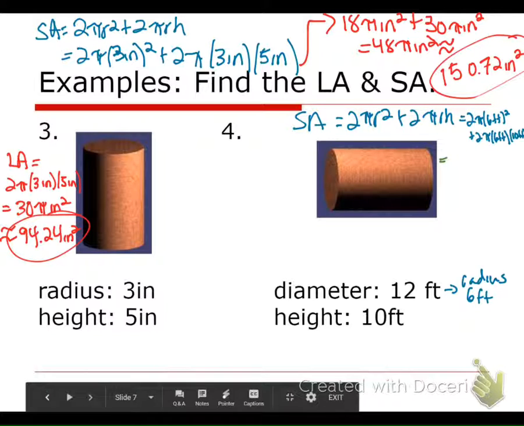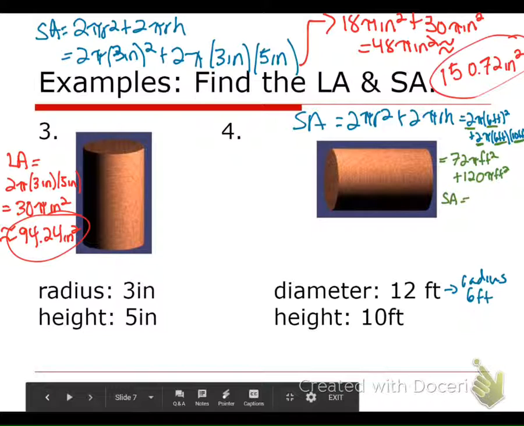Okay, so that is going to be 6 times 6 here, because 6 squared gives me 36. What is 2 times 36? 72 pi feet squared. This portion here is to find the bottom half. So that is 6 times 10, which is 60 times 2. What is 60 times 2? 120 pi feet squared. So for our total surface area, you're going to add those two together.